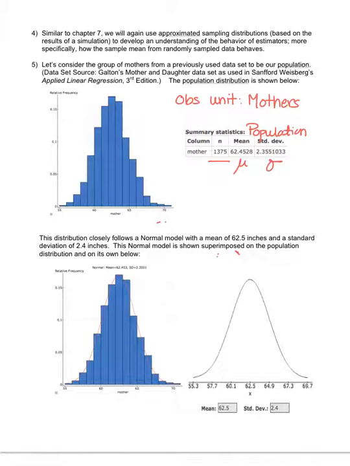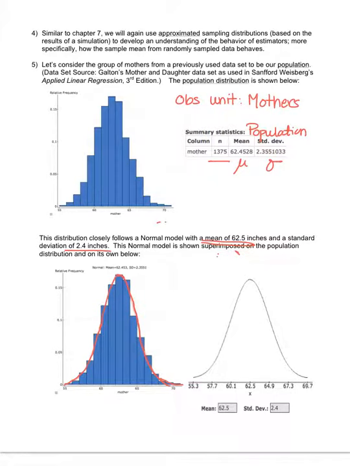So we're going to simulate what would happen so we can learn about x bar. So a couple things. We can notice that it's unimodal and symmetric, and you can see the red overlay of the normal distribution, so you can see how closely it follows the normal distribution. So we would say that this is normally distributed with a mean of 62.5 and a standard deviation of 2.4.